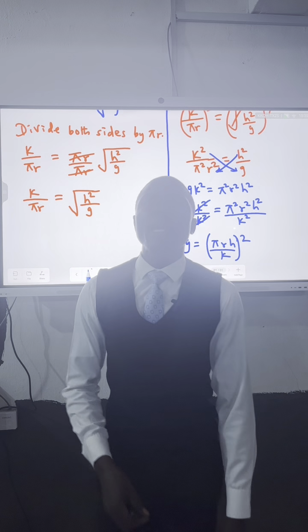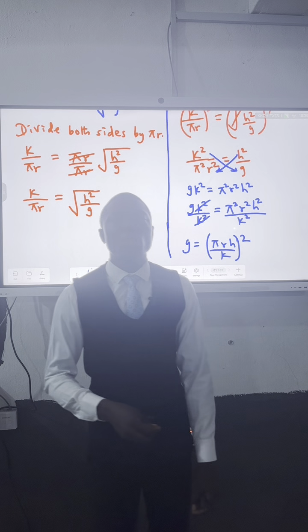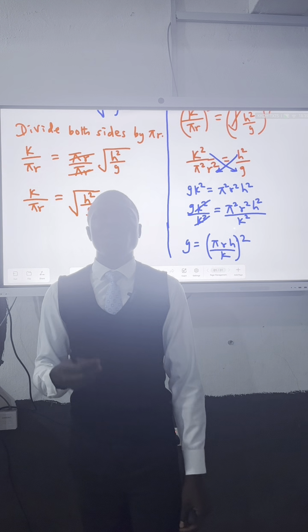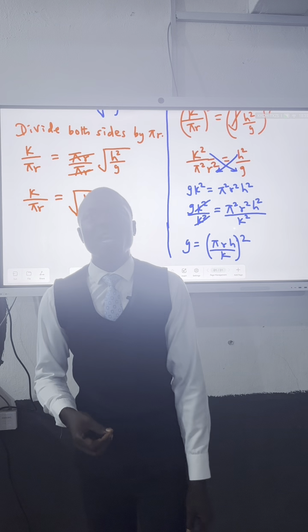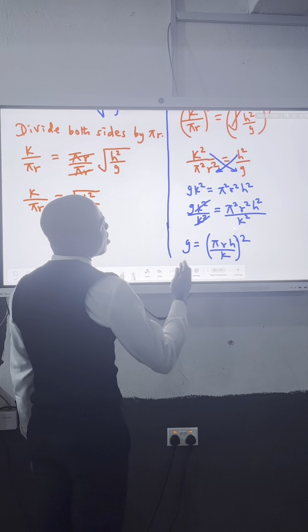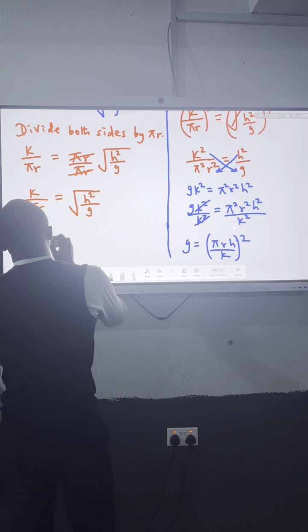All right, so this is how we make a particular letter of the alphabet the subject of the formula. To make it the subject of the formula means manipulate correctly until that alphabet stands alone. And when the alphabet is standing alone, that alphabet is not meant to be seen in any other place apart from only that part where it is standing alone. All right, so this is it.